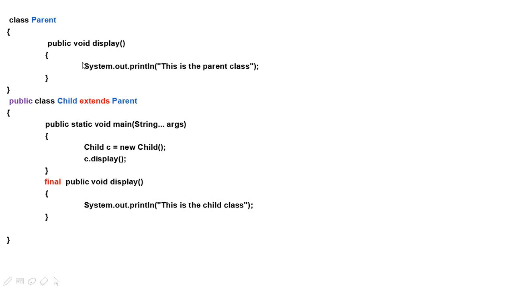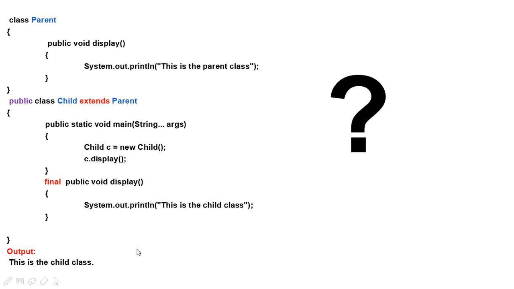So this is again class parent, public void display. So the earlier code had the final keyword with the child class. Now this code doesn't have the final keyword with the child class. It only has the final keyword with the child class method. So again the output will be, this is the child class.